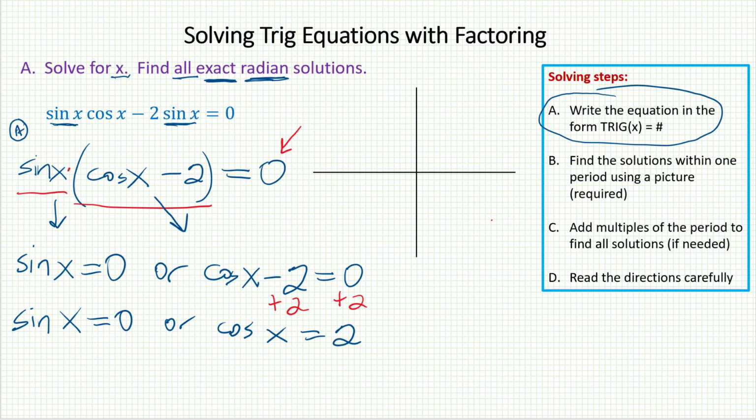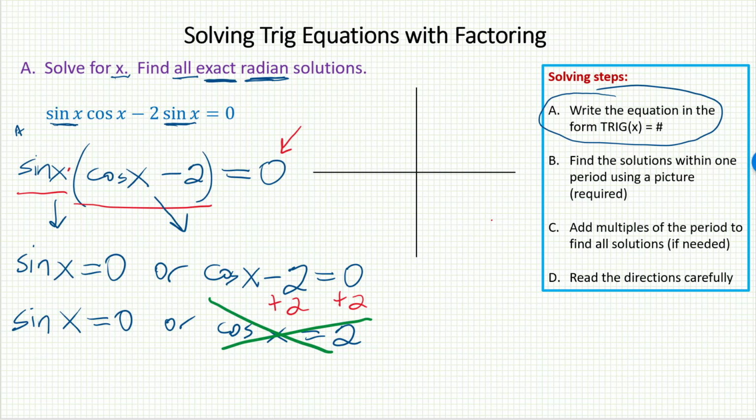We're going to have to apply step B twice for each of our simple equations, except, do you see we get off easy here? This second equation, cosine x equals 2, should raise some red flags. I can't have a cosine ratio that's equal to 2. The highest cosine ratio is 1. So this equation is impossible. I don't need to worry about it. I only need to worry about sine x equals 0.